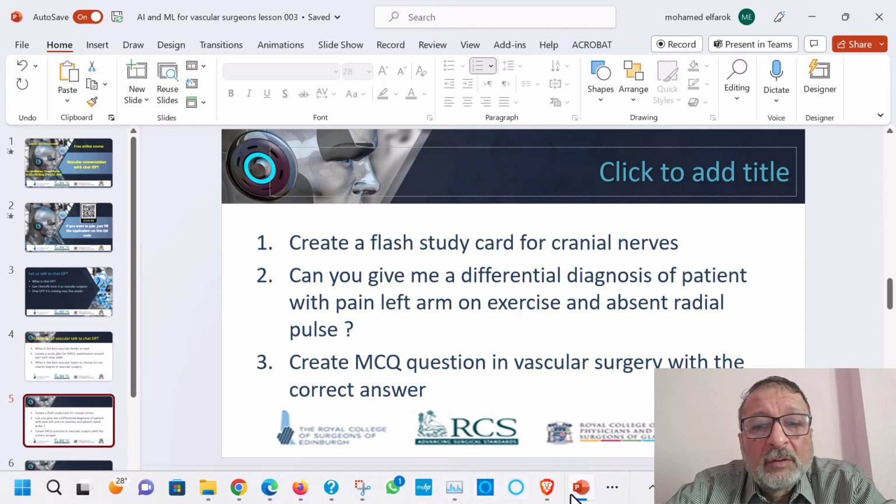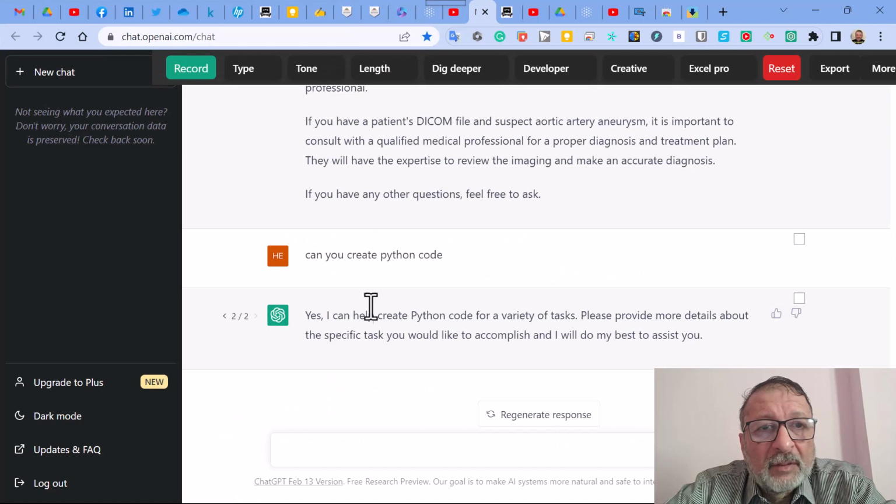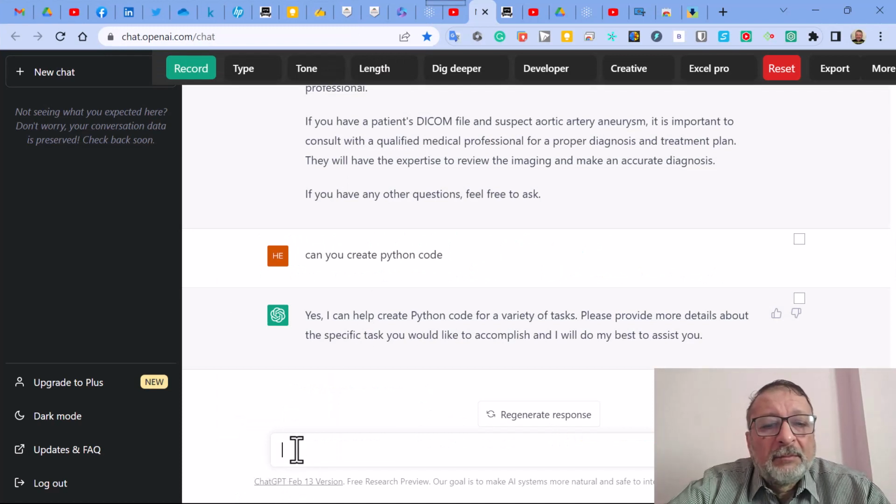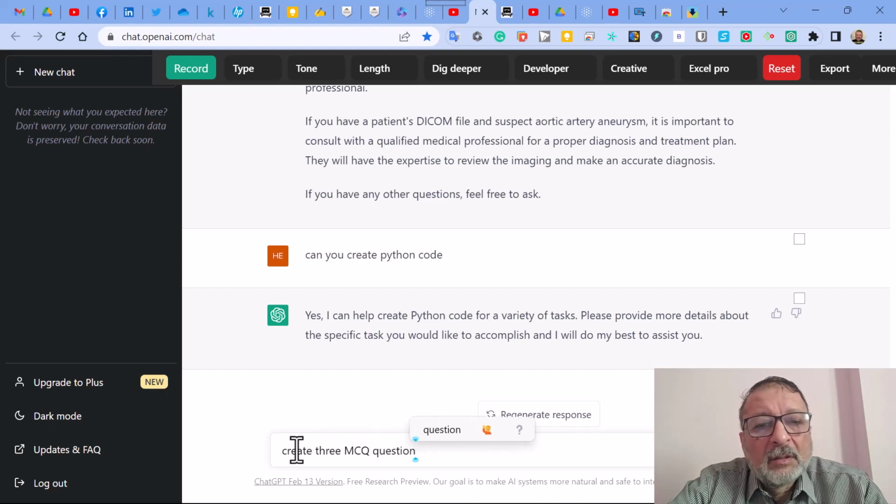Here it is. So I will tell him, create 3 MCQ questions on vascular surgery, mention which is the correct answer from reliable sources. So I told him here to create 3 questions.